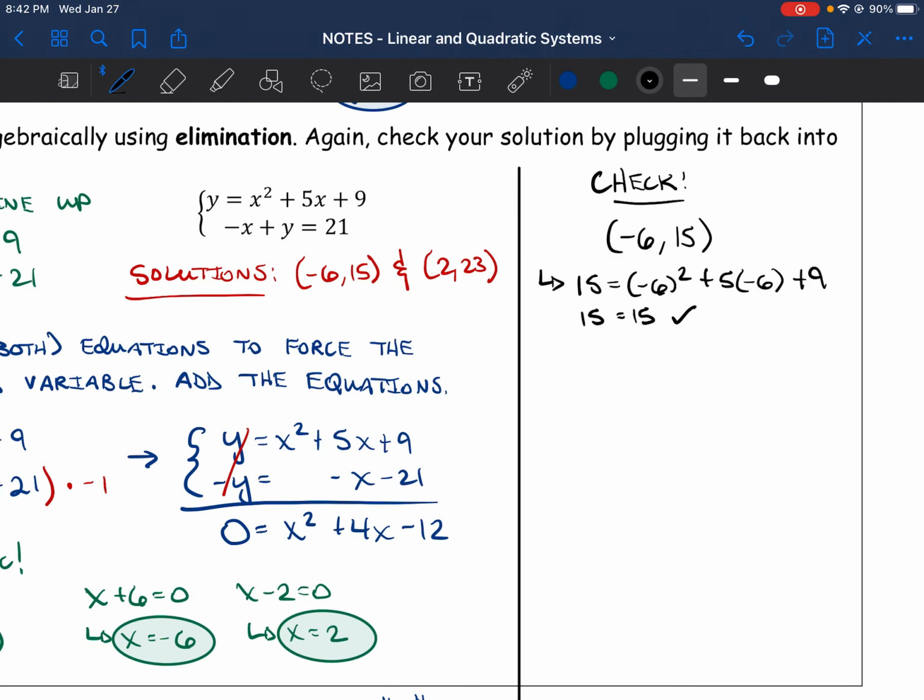Now let's check (-6, 15) with the second equation. We have negative x plus y equals 21. So negative x, that's going to be negative 6, plus y, that's going to be 15, equals 21. Let's look at the left side here. Negative negative 6, that's positive 6. 6 plus 15 is in fact 21. So 21 equals 21, and that checks out. So (-6, 15) is definitely a solution to the system. Now let's check (2, 23).